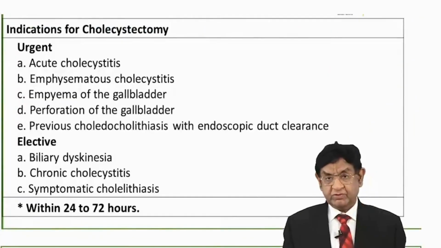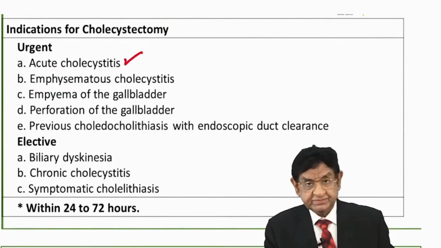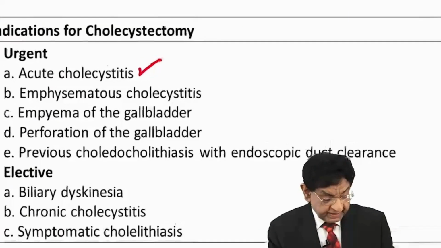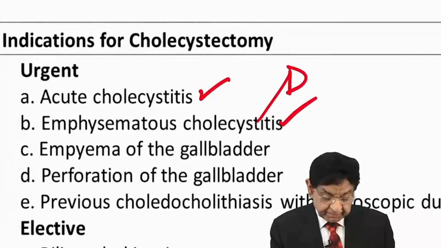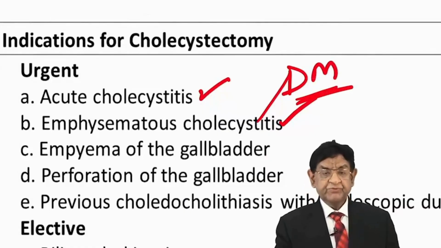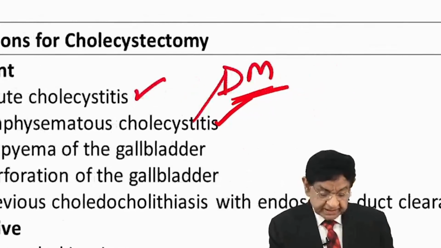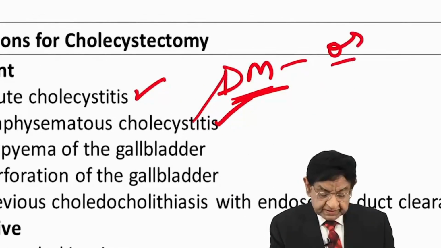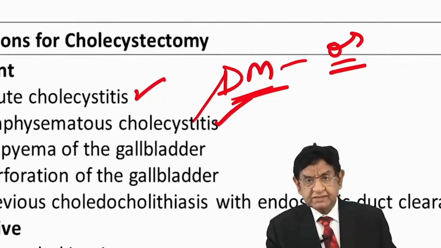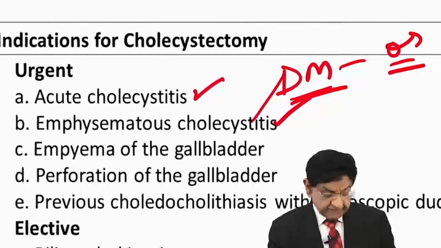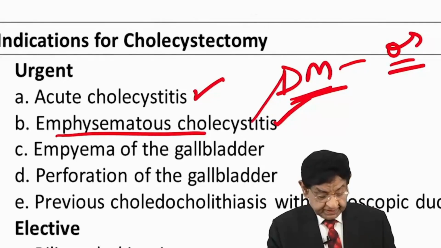Now, what are the indications of cholecystectomy? Urgent: acute cholecystitis, which I told you should be operated within 72 hours. Emphysematous cholecystitis, which occurs in diabetic patients, where gas formation occurs in the gallbladder. Somehow, very interestingly, this is more common in males, diabetic males. Although cholecystitis and gallbladder stones are more common in females, emphysematous cholecystitis is more common in male diabetics.